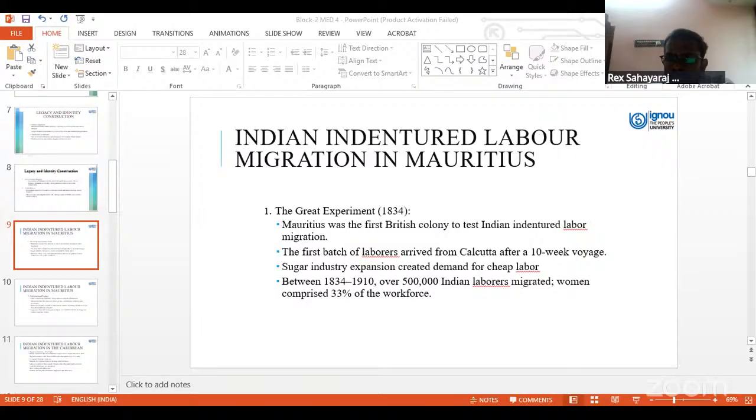Mauritius also had the British there. Between 1834 and 1910, over 500,000 migrants entered Mauritius. The ratio of Indian women indentured laborers was 3,300. The laborers were mainly drawn from northern India, followed by the erstwhile Madras and Bombay presidencies during that time. Out of the indentured migrants, 31% of the laborers returned to India after the end of their contract period.